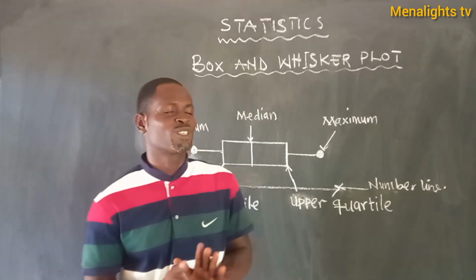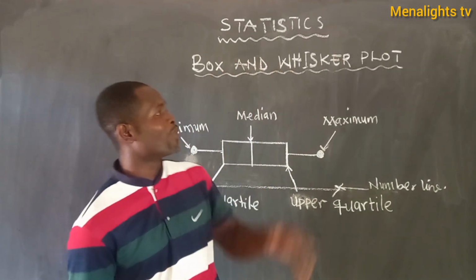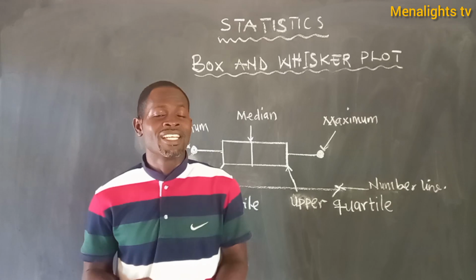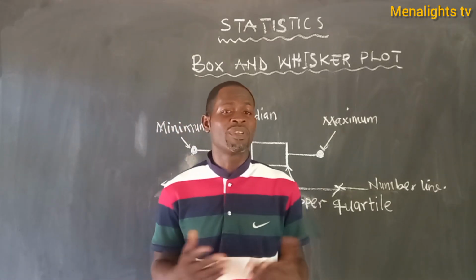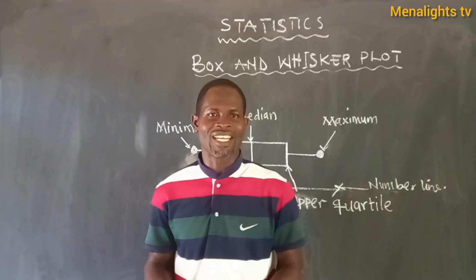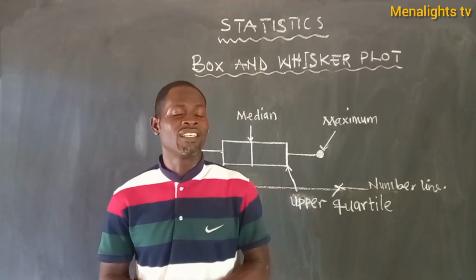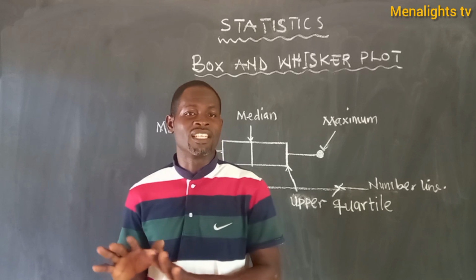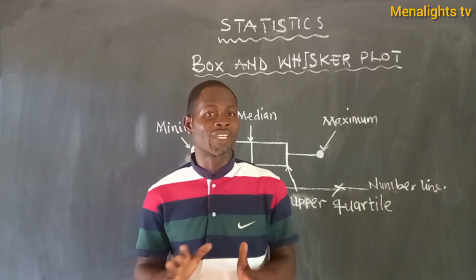This time around, our lesson is going to be based on box and whisker plot. Now, when we talk about box and whisker plot, it's a diagram that is used to represent a set of data on a number line. So when you are given a set of data, we have to represent it on a number line using the box and whisker plot. That's what we're going to look at today.